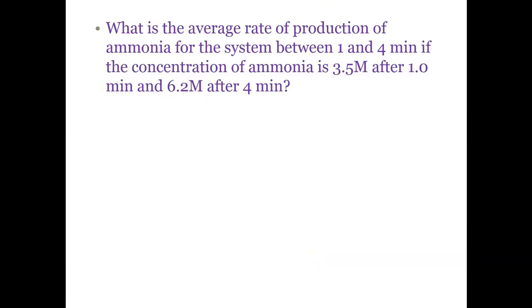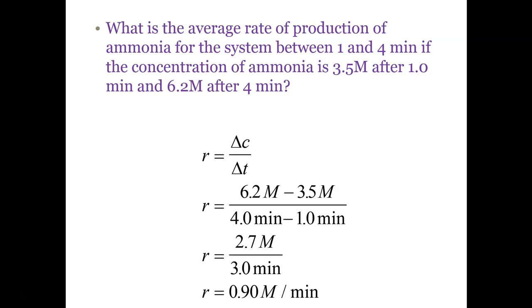Another type of question, what's the average rate of production of ammonia for the system between 1 and 4 minutes if you're given concentrations after various times? Well, it would simply be the change in concentration over the change in time. And that would be written as moles per minute. You could, of course, change that to moles per second as well.